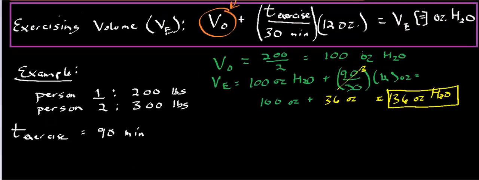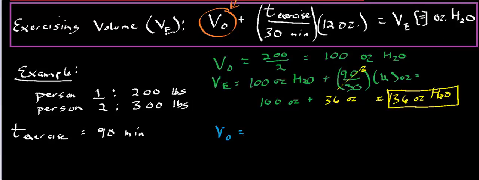Okay? Let's actually redo the calculation and assume we're talking about a different person, that person's 300 pounds. So maybe this first person is just like an average person. The 300-pound person could be somebody who's overweight, or they could be someone like an offensive lineman or something. Okay, so let's run this calculation.